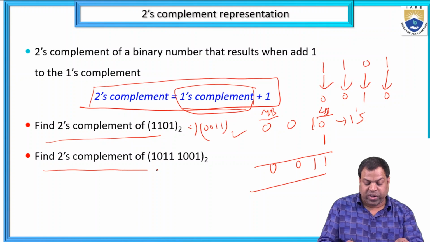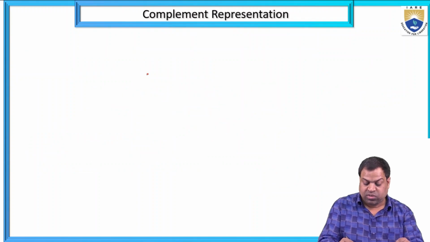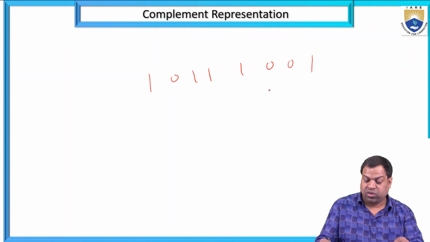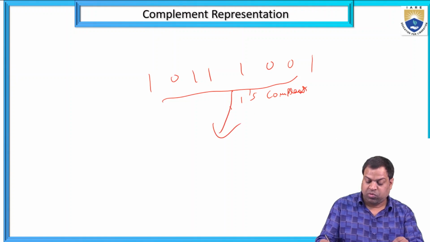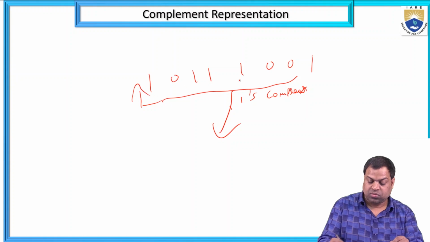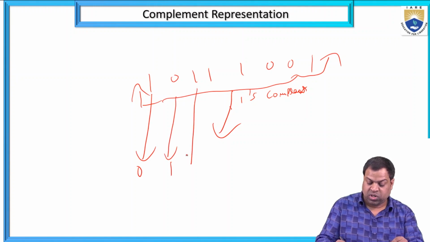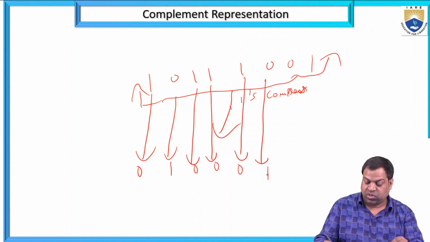Next, another example. Find the 2's complement of 1, 0, 1, 1, 1, 0, 1, 1, 1, 0, 1, 1, 0, 1. Okay. I am performing 1's complement for this. In place of 1, I am taking 0. In place of 0, 1. In place of 1, 0. In place of 1, 0. In place of 1, 0. 1, 1, 0. So what is the value?